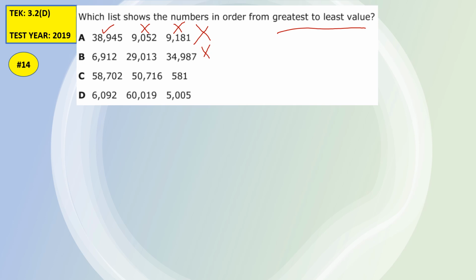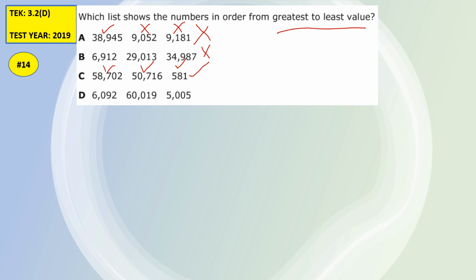Let's look at C. Now remember, we're looking for the list that shows the numbers in order from greatest, biggest, to least, smallest. Well, 58,702 is definitely the greatest number in that group. 50,716 is definitely a little smaller than 58,702, so that's good. And 581 is definitely the least value in that list. So it's looking like answer choice C is going to be our correct answer.